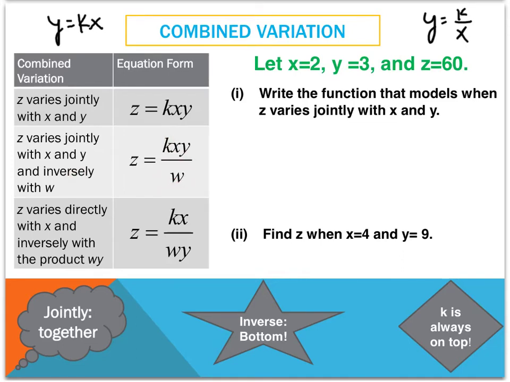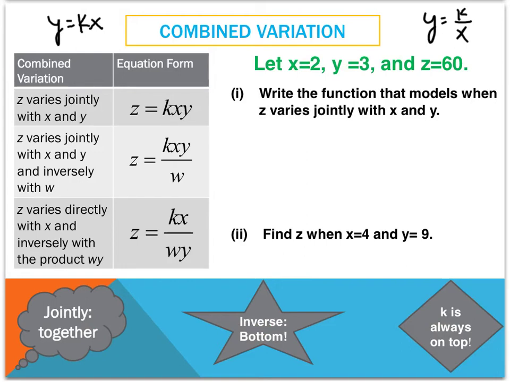Now notice how k is always on top. So z varies directly with x and inversely with the product of y and w. So this time the product is on the bottom and x is on top. Now all of these have k, which are constant, and all of them have k on the top of a fraction whenever there is a fraction. So remember, jointly means together. So if x and y jointly vary, that means they are multiplied and they are a product and they are together. Inverse means you put that value on the bottom, and k is always on the top of that fraction.